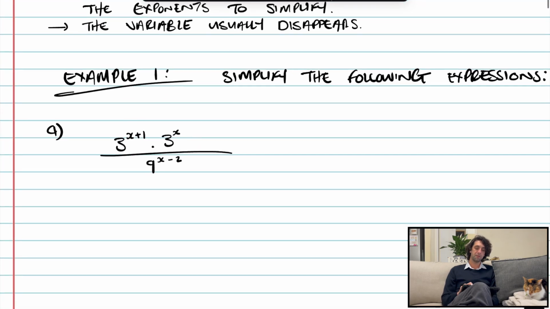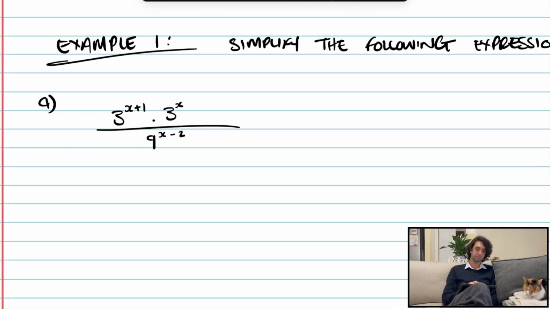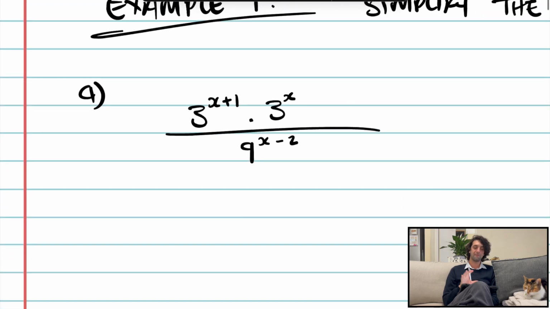Okay, let's go through the first example. So example 1 says, basically, simplify the following expressions. Okay, again, I identify that this is the multiplication and division type. All right, there is a multiplication. This dot over here means multiplication, so we have a multiplication sign there. My exponent is a variable.